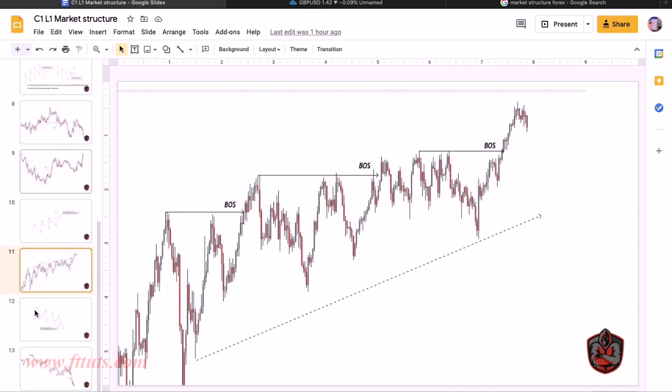Overall that sums up lesson number 1, understanding market structure and identifying the 2 types of break of structures: the break of structure that shows continuation in trend, and the break of structure that signals trend reversals.